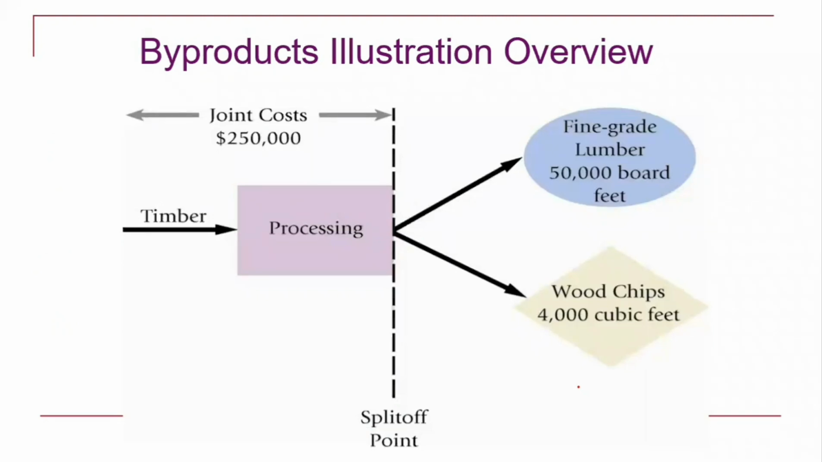Okay, this is just an illustration ng byproducts. Okay, so we have here the joint cost na 250,000. We have the timber and then we process that. And then from the timber, magkakaroon ng fine grade lumber and the wood chips. And then that would be identified at split off point. So yun. So sobrang makikita mo kung gaano ka immaterial yung sa wood chips.